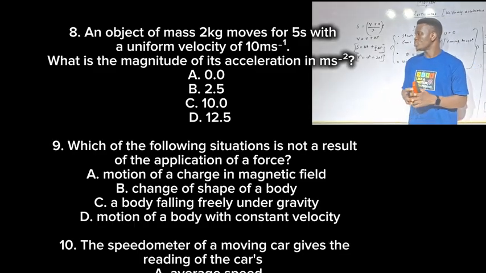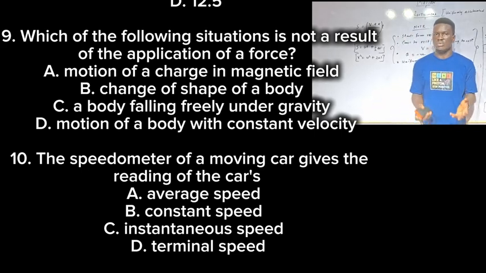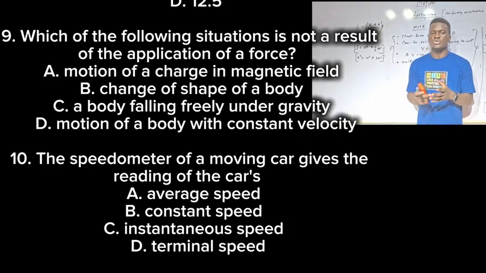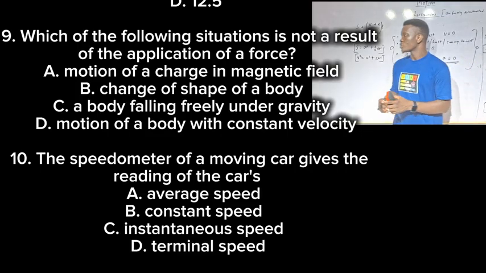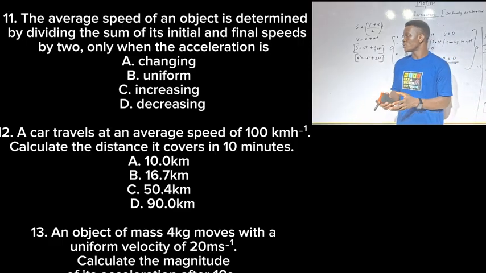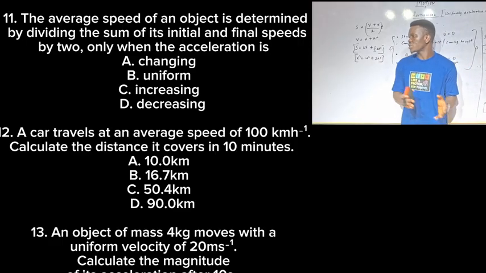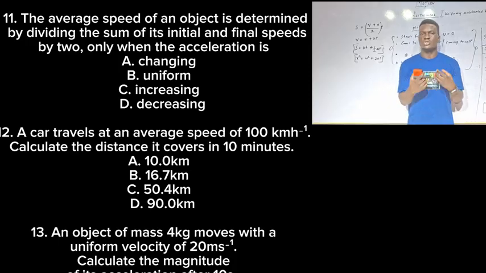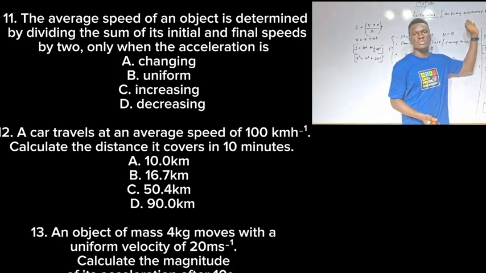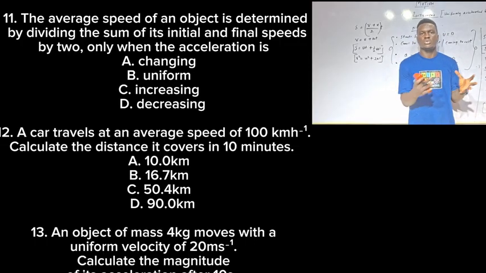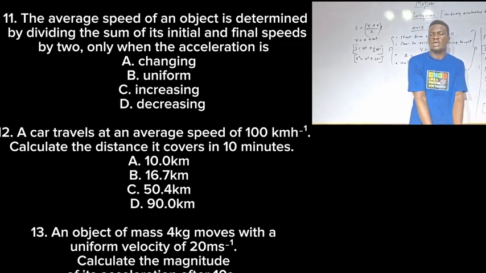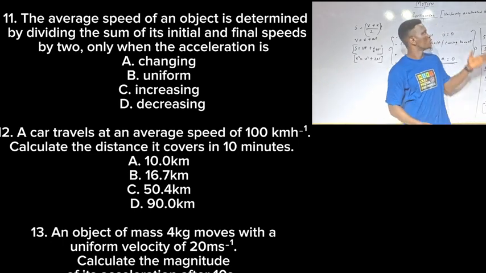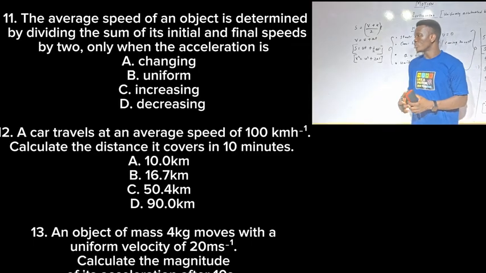Now number 10, the speedometer of a moving car reads what? We already said it. The speedometer of a moving car is going to read what we call the instantaneous speed or instantaneous velocity. Number 11, the average speed of an object is determined by dividing the sum of its initial and final speed by 2, only when the acceleration is what? Only when the acceleration is uniform. What we have described is a uniformly accelerated body. So when you know the initial speed and the final speed, the average speed will be initial plus final divided by 2. That is what will give you the average speed. So that's what number 11 is saying.